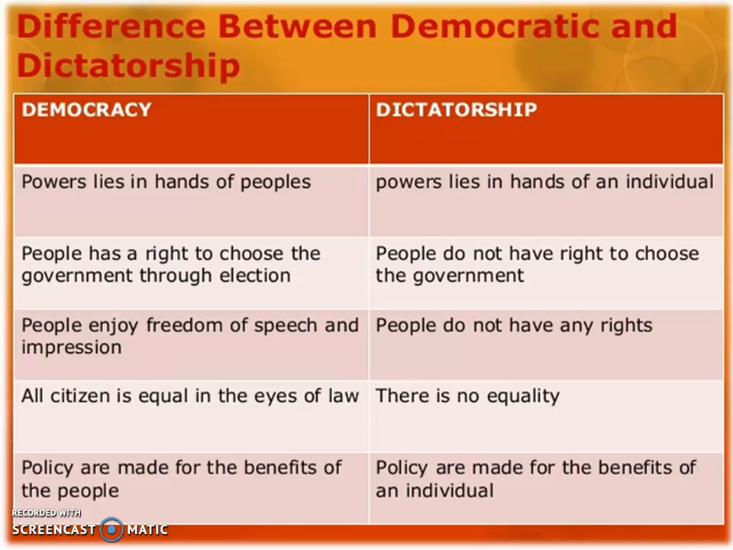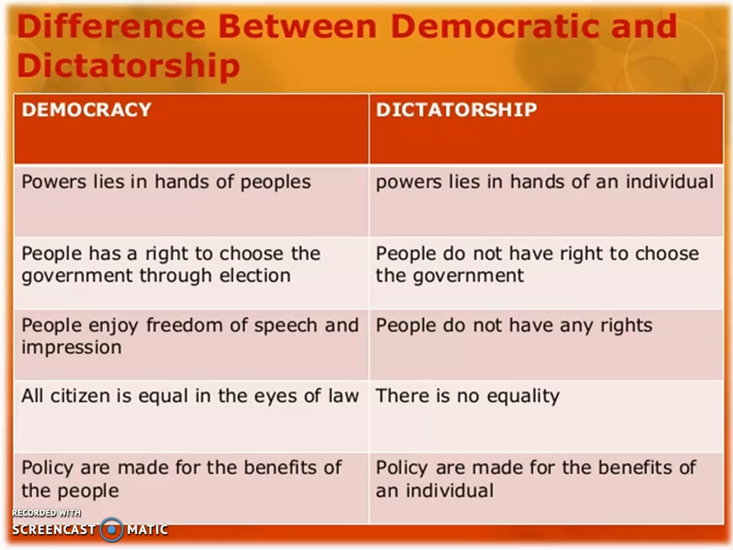Now, in the last part of this portion, we make the difference between democracy and dictatorship. In democracy, power is always in the hands of the people, but in dictatorship, power is always in the hand of an individual or dictator. In democracy, people have the right to choose their government, their elected representatives, through elections, while in dictatorship, the people don't choose their government. It is the dictator who runs the government.